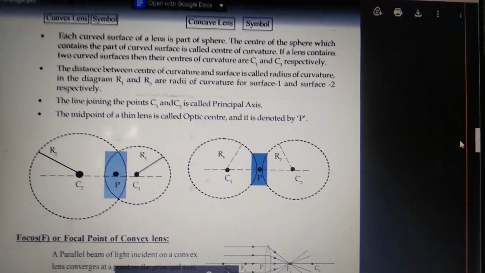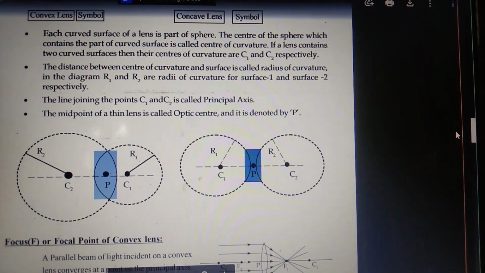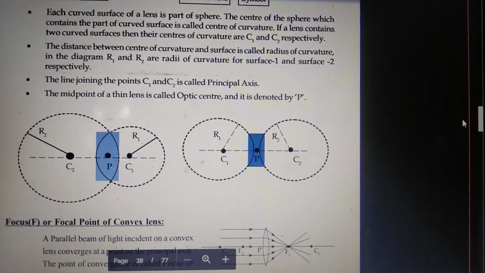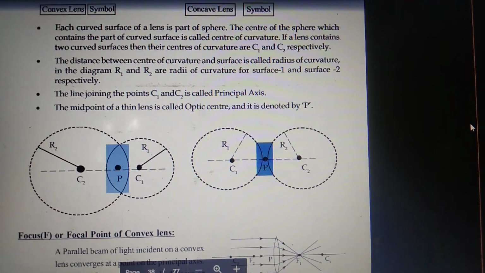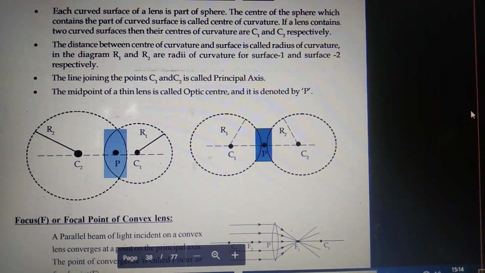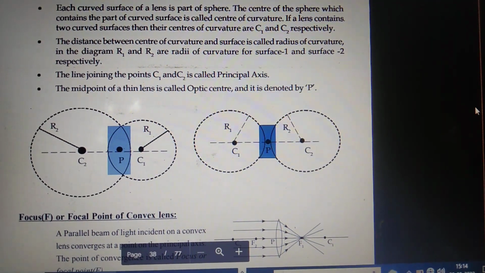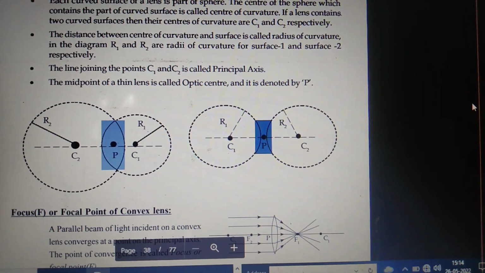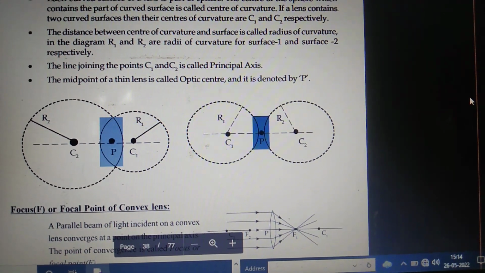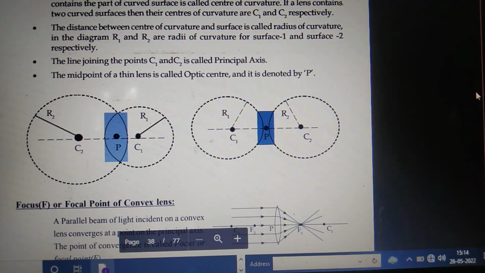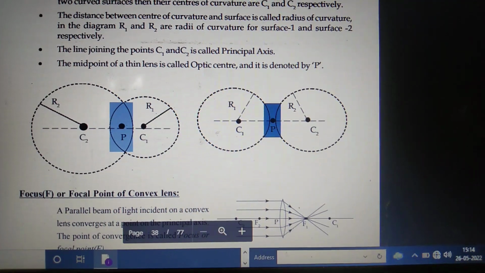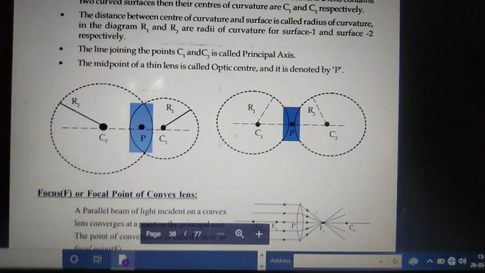Here, if the lens contains two curved surfaces, then their centers of curvature are C1 and C2 respectively. The distance between the center of curvature and the surface is called the radius of curvature. In this diagram, R1 and R2 are the radii of curvature of surface 1 and surface 2 respectively. The line joining the points C1 and C2 is called the principal axis. The midpoint of a thin lens is called the optic center and it is denoted by P.